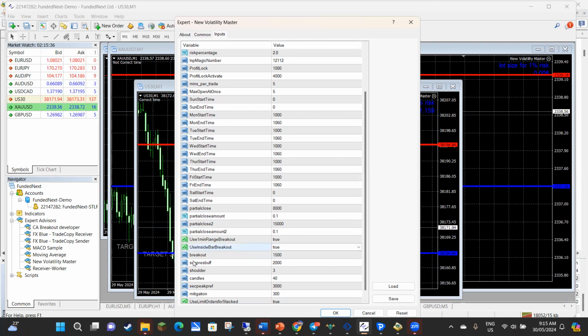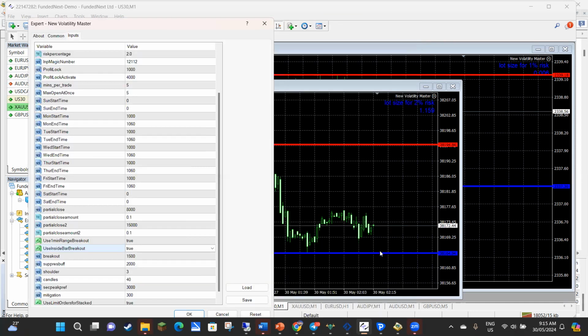Now these settings here, the breakout, determine how far past. So we've got the top and the bottom of the 1 minute range. The breakout is how far past that line, so either the red or the blue line, it has to go before it takes out the trade. So in this case, I've got 1,500 points, so it has to come down to about here. It won't trade until then, bang, this is where it'll start trading.